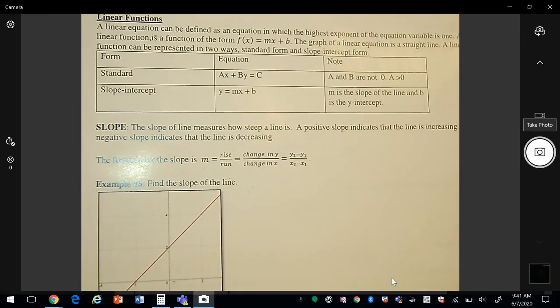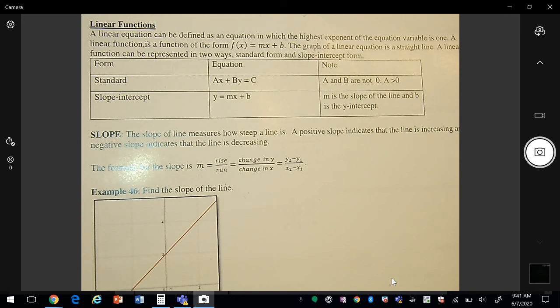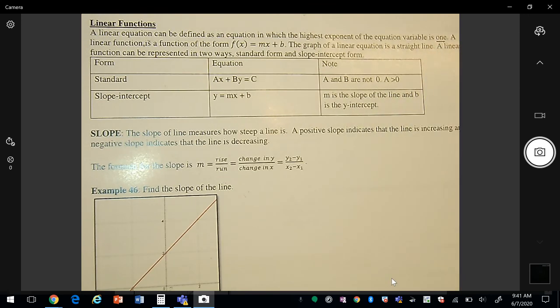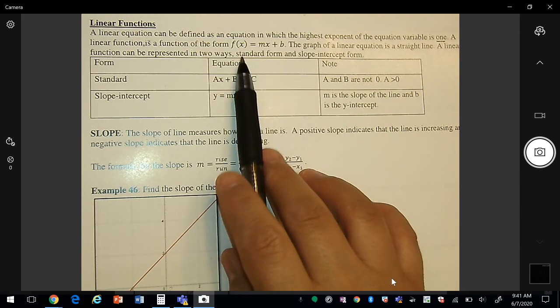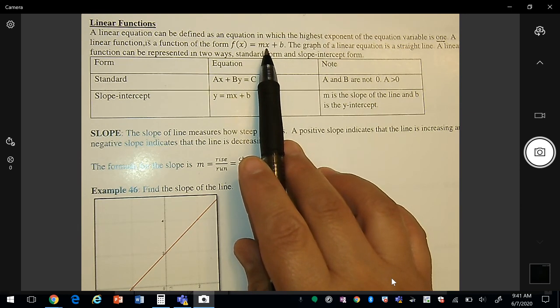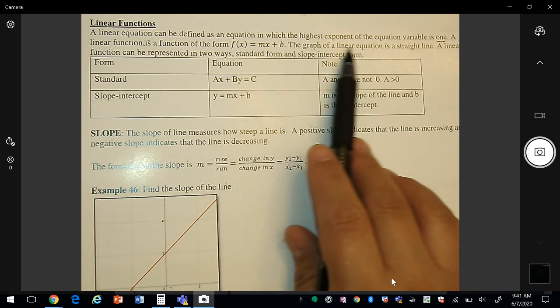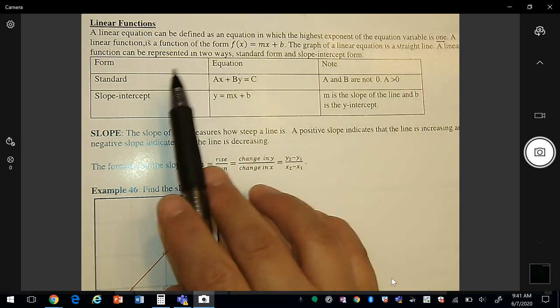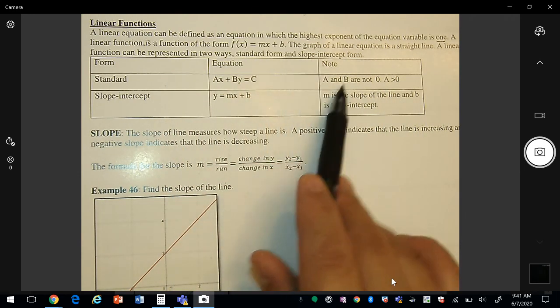Linear functions. A linear equation can be defined as an equation in which the highest exponent of the equation is 1. A linear function is a function of the form f of x equals mx plus b, and notice here the exponent for x is a 1. The graph of the linear equation is a straight line, and we can represent this function in two ways.